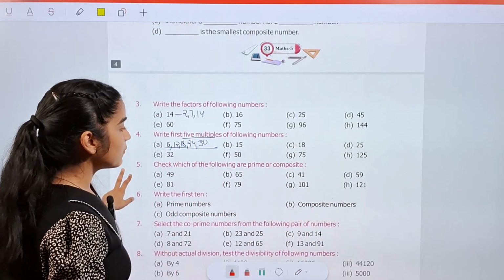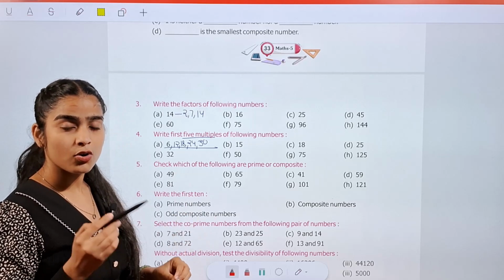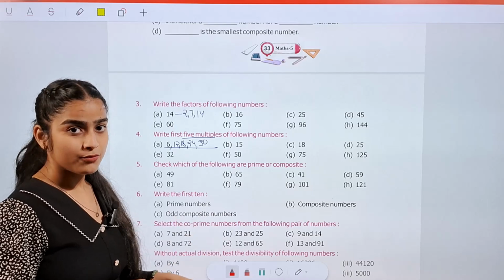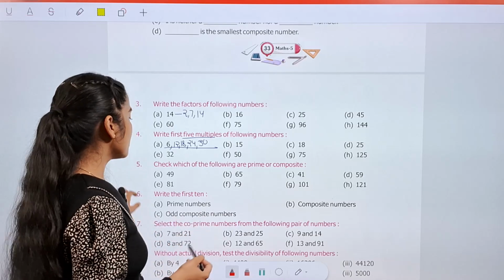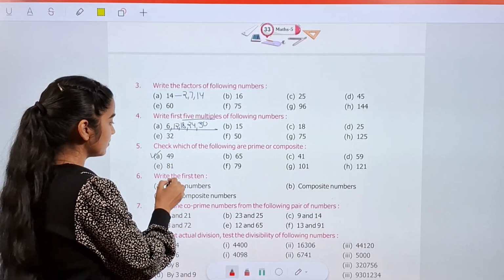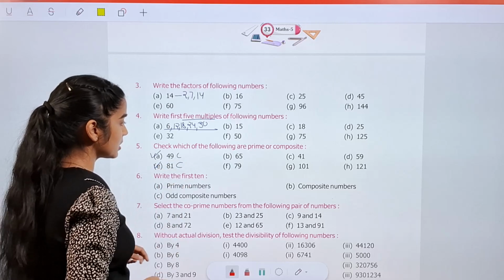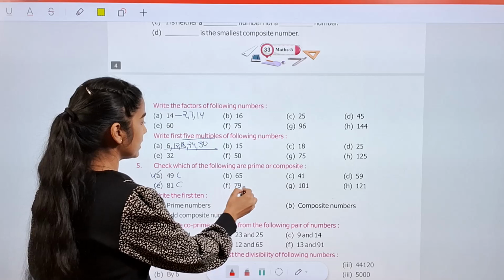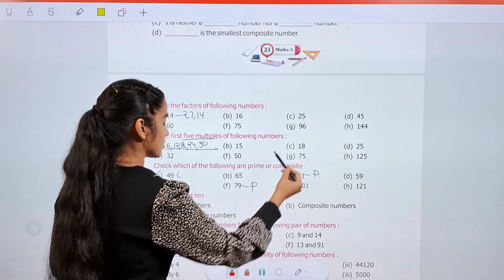Check which of the following are prime or composite. Prime numbers are those numbers which have factors of 1 and itself only, while composite numbers have more than 2 factors. So 49 is a composite number. 81 is also a composite number. 79 is a prime number, and 41 is also a prime number.